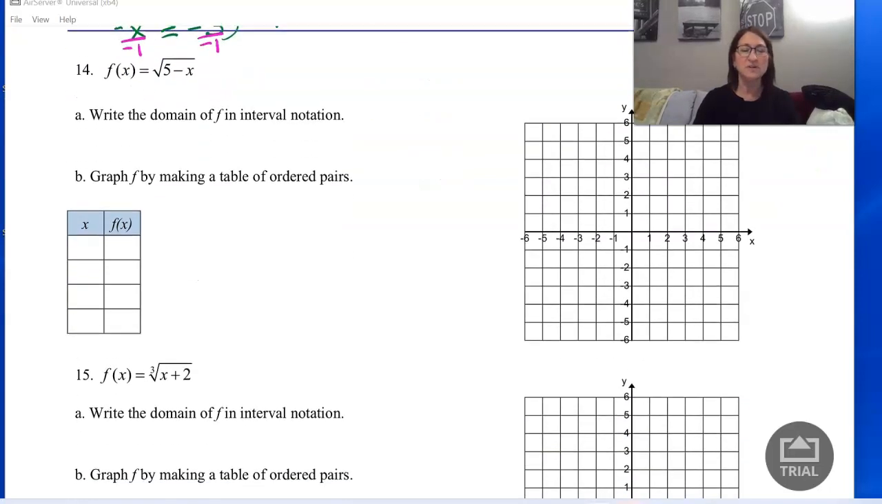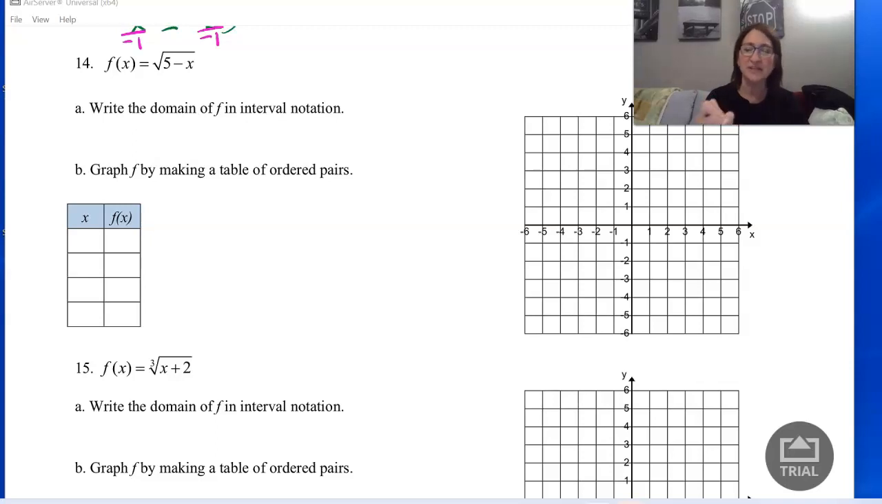All right, let's go to 14. So for 14, the first thing it's asking us to do is to write the domain in interval notation. I see that it's an even index, so I'm going to write it as 5 minus x greater than or equal to 0. Then I'm going to subtract 5, so I get negative x is greater than or equal to negative 5. I'm going to divide by negative 1, so I get x is less than or equal to 5.